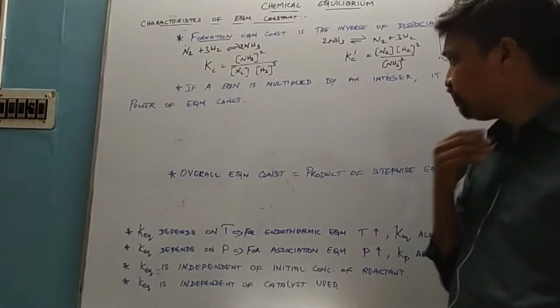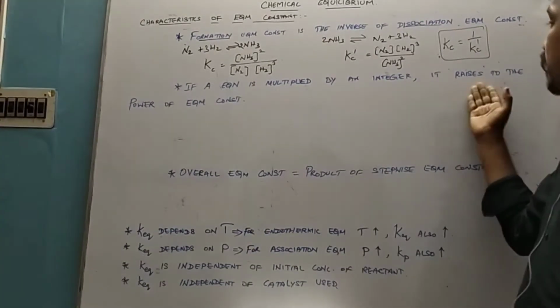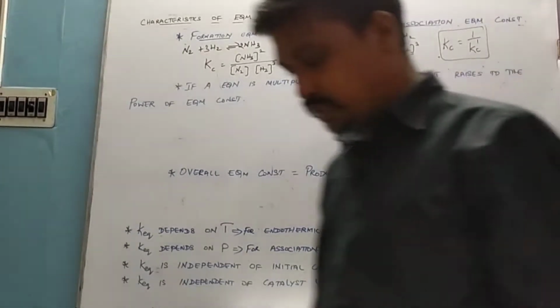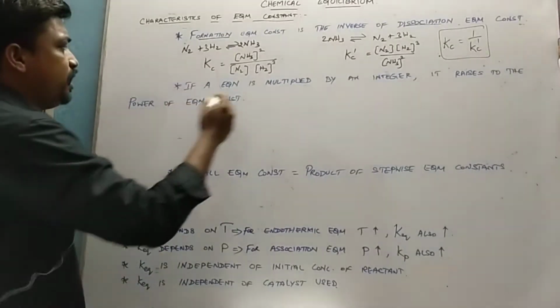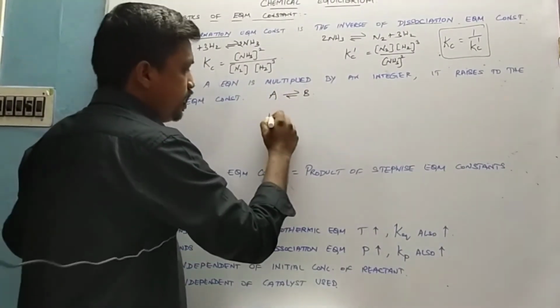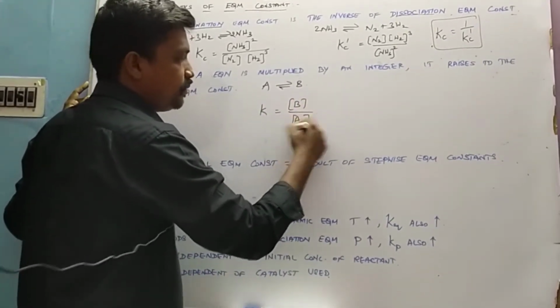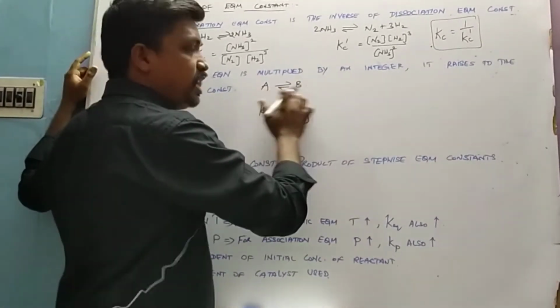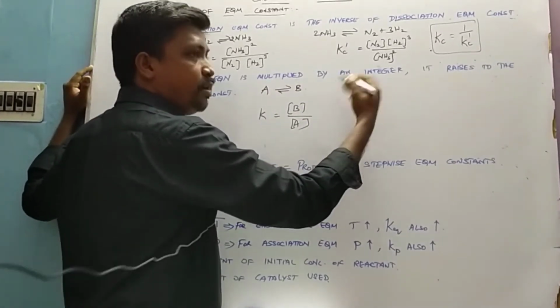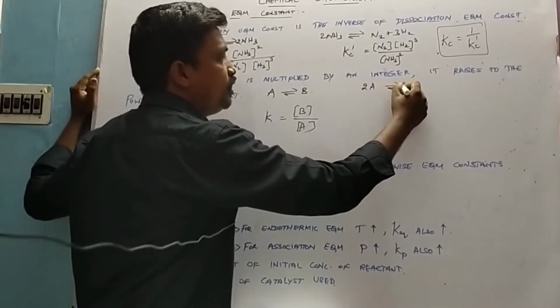Second, if an equation is multiplied by an integer, the equilibrium constant is raised to that power. See here, consider a very simple example. A in equilibrium with B. The equilibrium constant K is the concentration of B by the concentration of A. Multiply this by a whole number, suppose 2. So 2A in equilibrium with 2B.